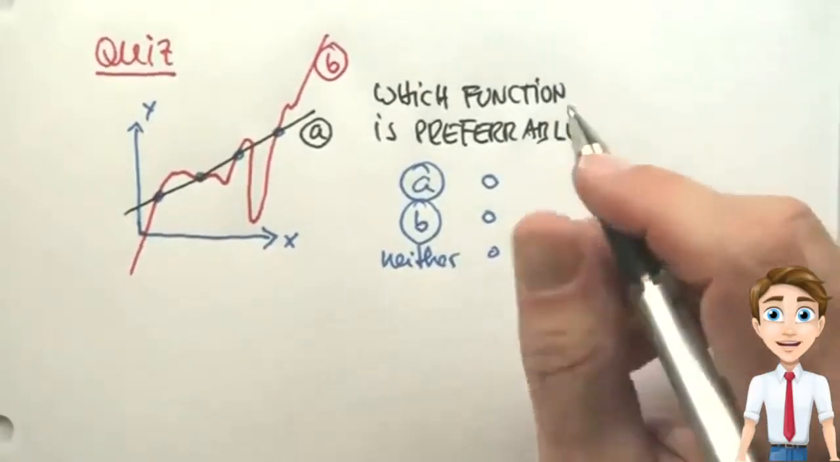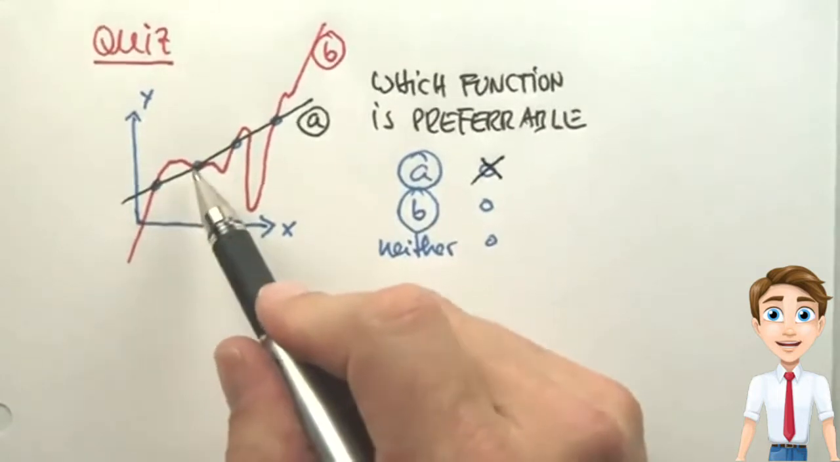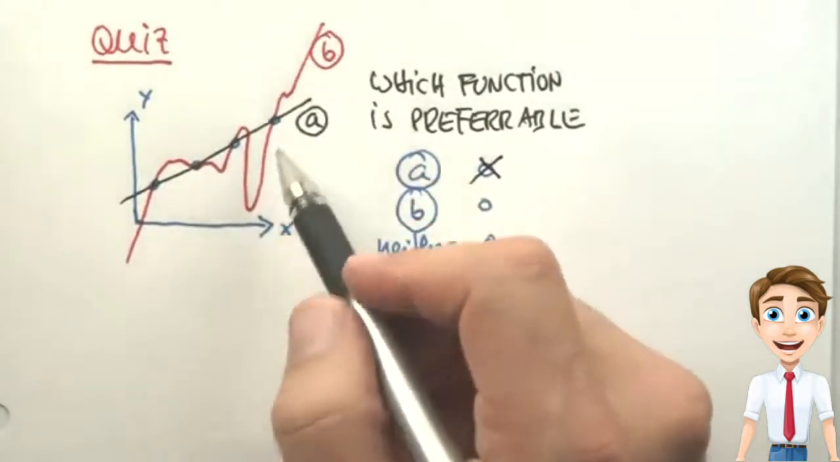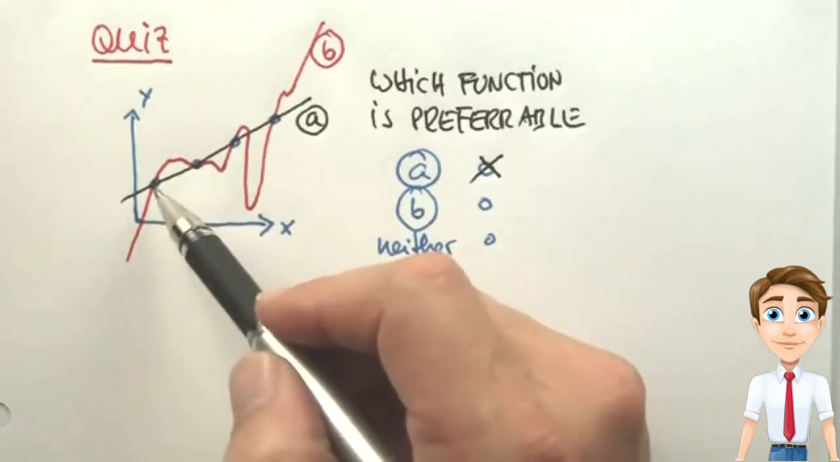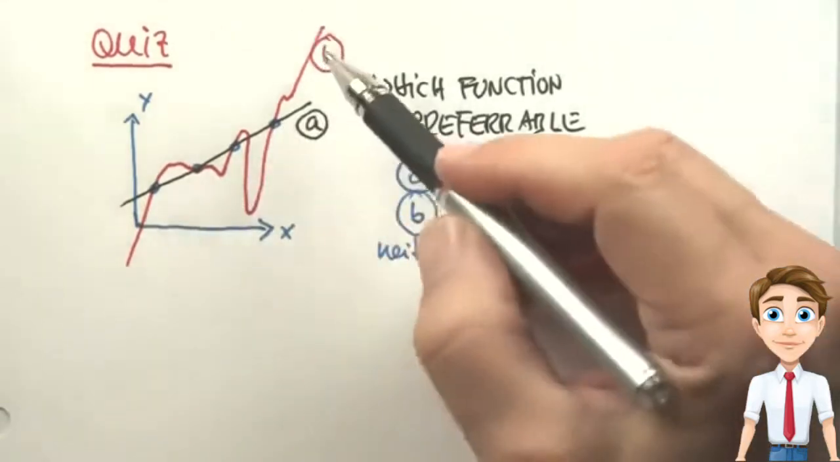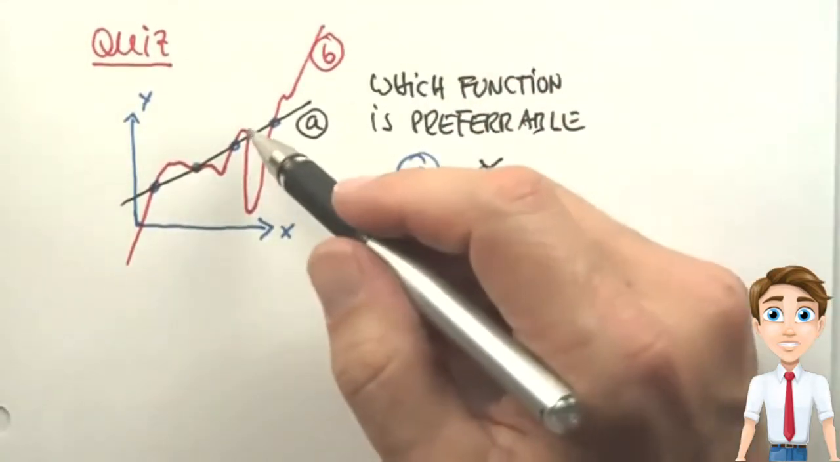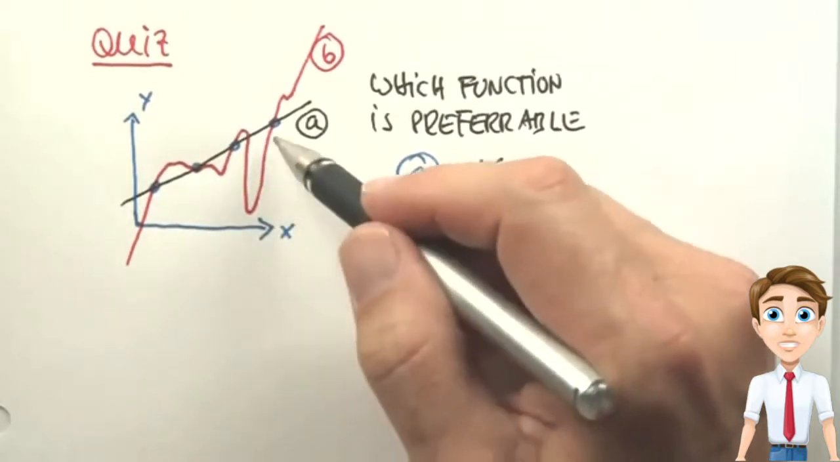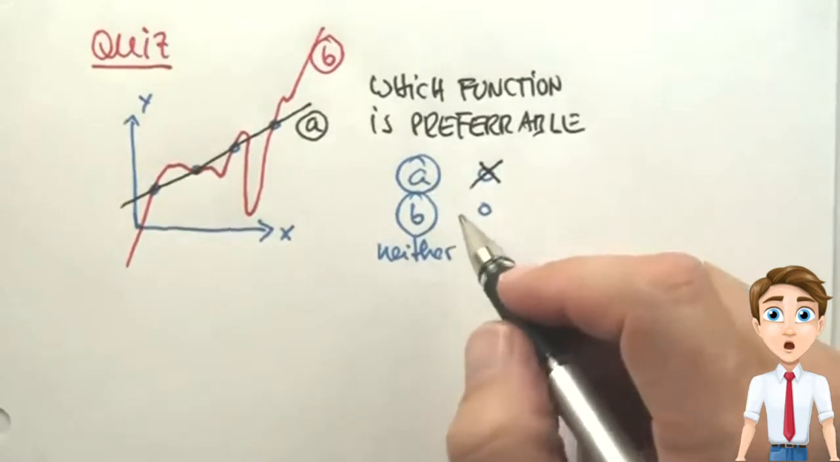And I hope you guessed function A. Even though both perfectly describe the data, B is much more complex than A. In fact, outside the data, B seems to go to minus infinity much faster than these data points, and to plus infinity much faster than these data points over here. And in between, B has wild oscillations that don't correspond to any data. So I would argue A is preferable.